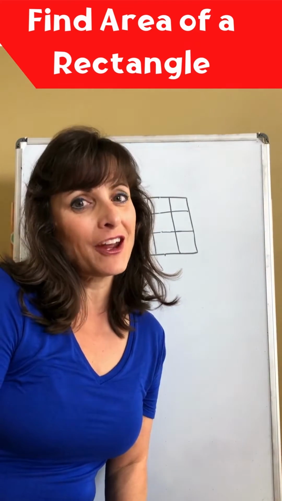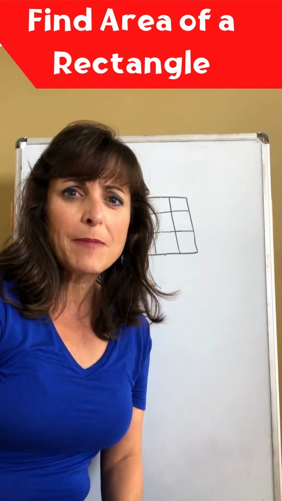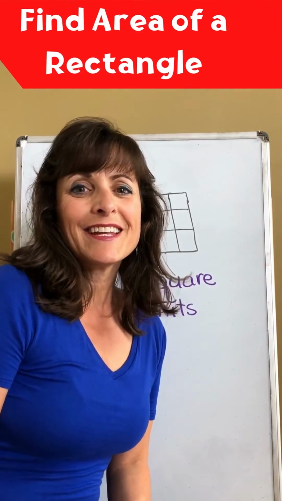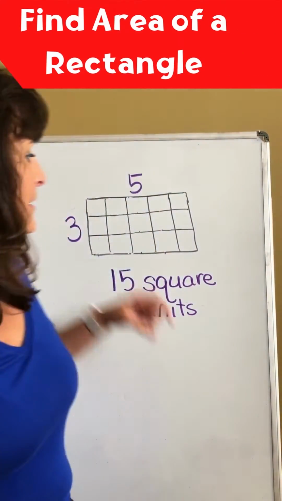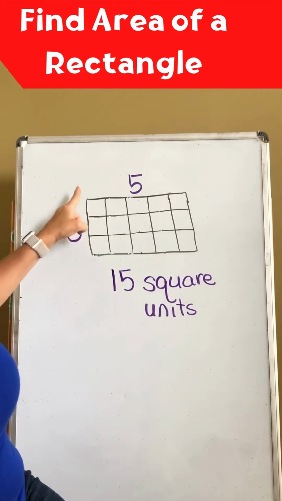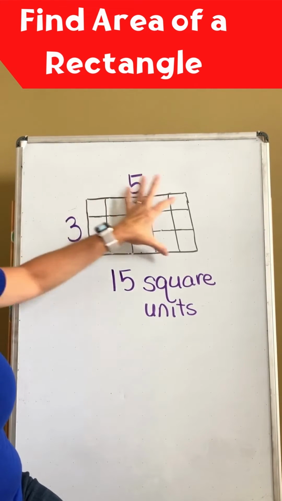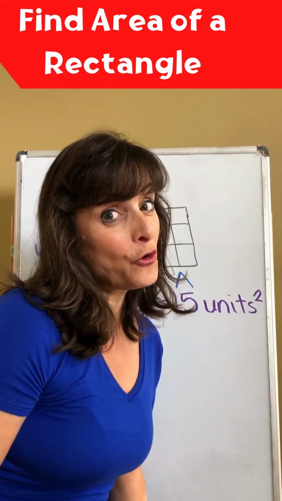When we talk about the area of a rectangle, we're talking about measuring the space inside the rectangle. Let's take a look at this rectangle. The length is 5 and the width is 3 units. Inside, you can count the units, or we could use the formula.